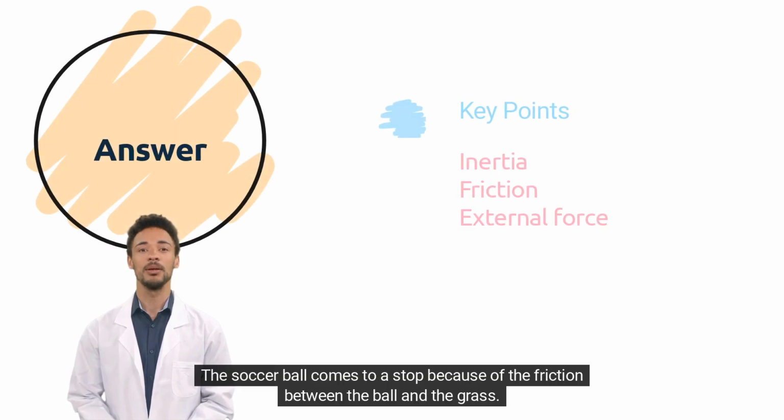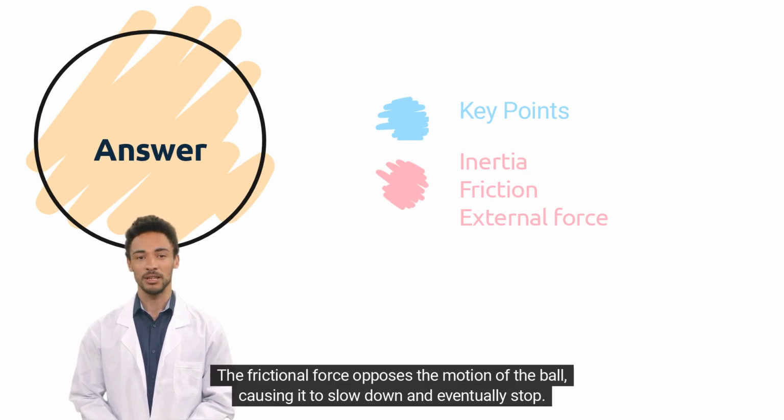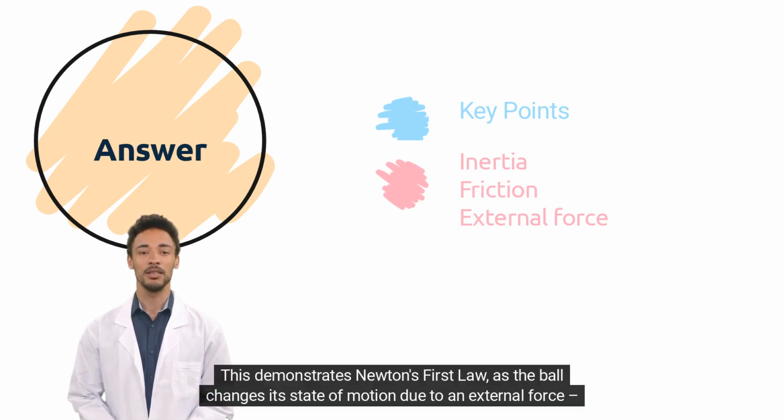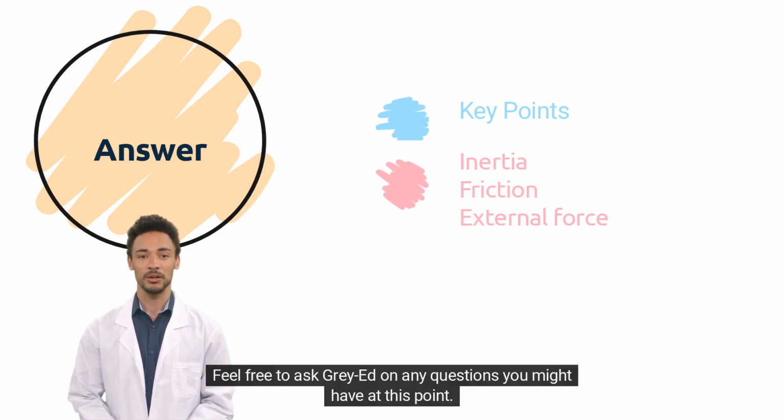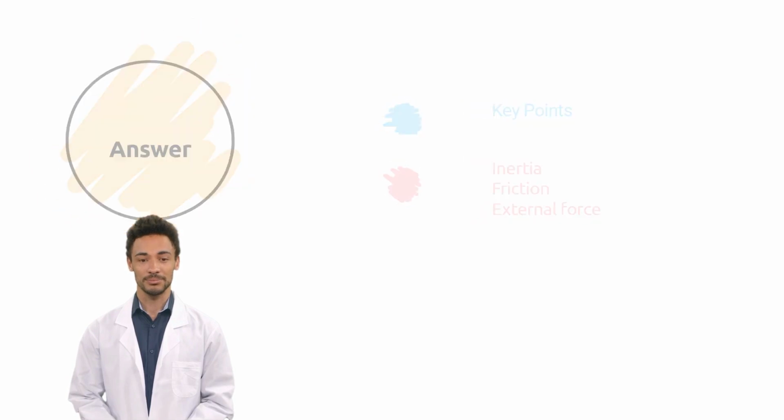The soccer ball comes to a stop because of the friction between the ball and the grass. The frictional force opposes the motion of the ball, causing it to slow down and eventually stop. This demonstrates Newton's first law, as the ball changes its state of motion due to an external force, friction. Feel free to ask Gray-Ed any questions you might have at this point.